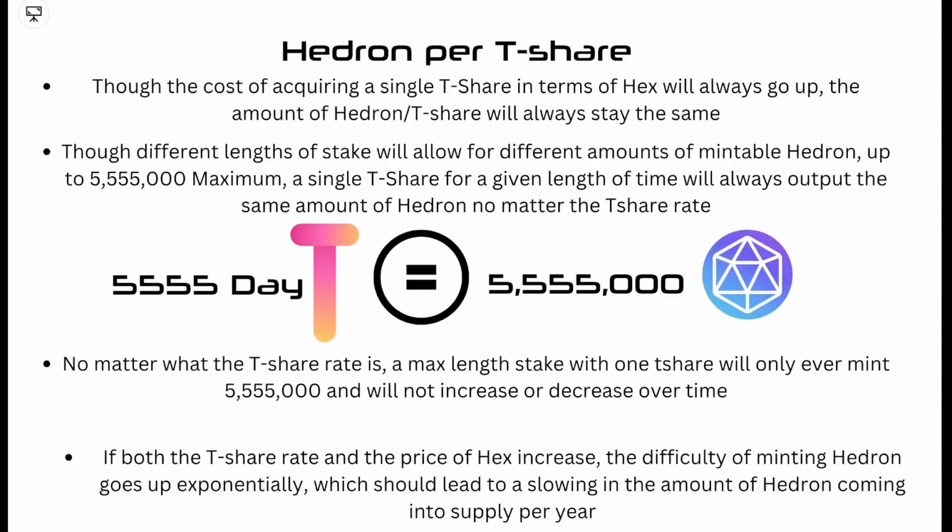So that means a 5555 day Tshare is always going to equal 5,555,000 HEDRON. No matter what the Tshare rate is, a max length stake with 1 Tshare will only ever mint 5,555,000 and will not increase or decrease over time. If both the Tshare rate and the price of hex increase, the difficulty of minting HEDRON goes up exponentially, which will lead to a slowing in the amount of HEDRON coming into supply per year.